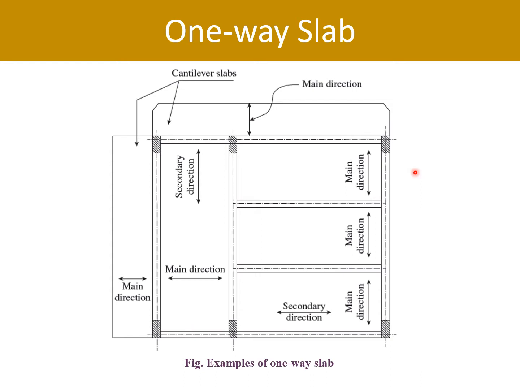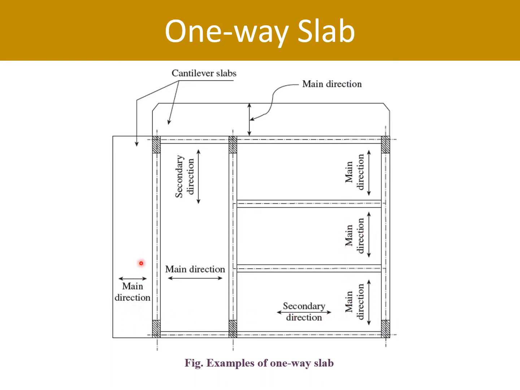So based on this figure, you can understand that the main reinforcement will always be kept in the shorter span and secondary reinforcement will be kept in the longer span. If you consider this slab, this is the shorter direction, this is the longer span. So main reinforcement will be in this shorter span and secondary reinforcement in this longer span. Again here, main reinforcement in the shorter span, secondary reinforcement in the longer span.